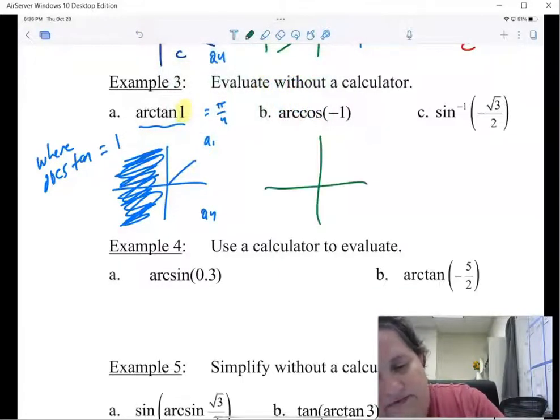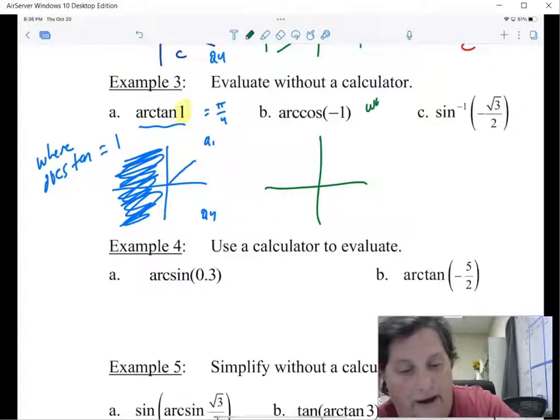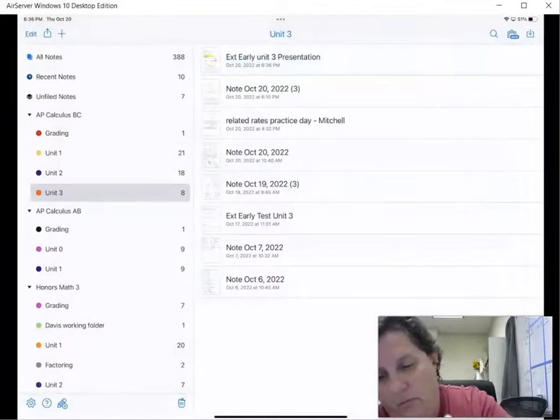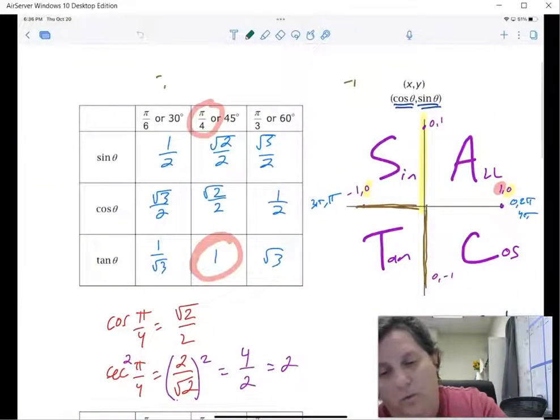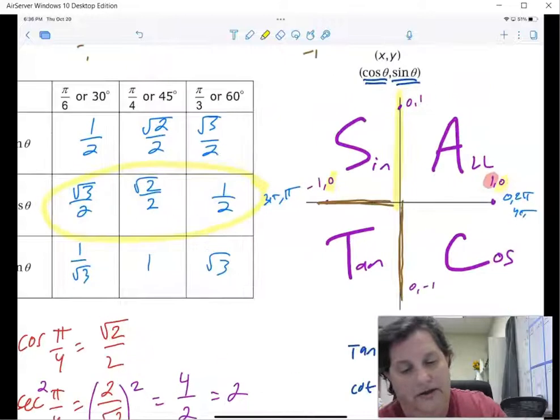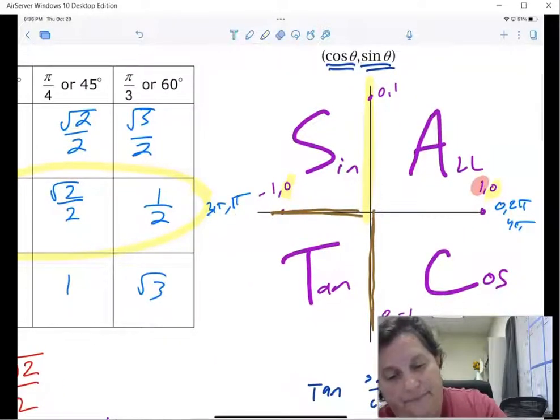Arc cosine of negative 1. What am I thinking in my head? Where does cosine equal negative 1? Okay, let's come over here to my trig chart. Where does cosine equal negative 1? Well, you guys, nowhere on there. So I guess I got to look at this chart over here, okay?